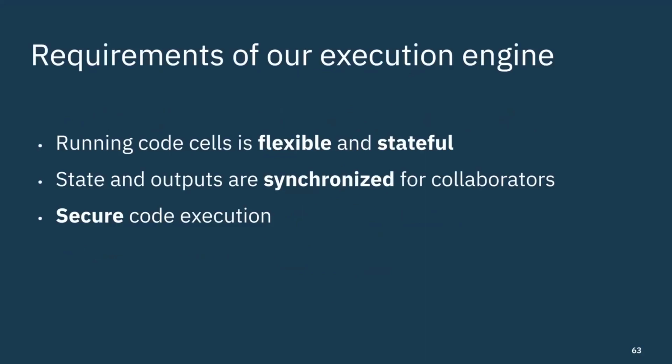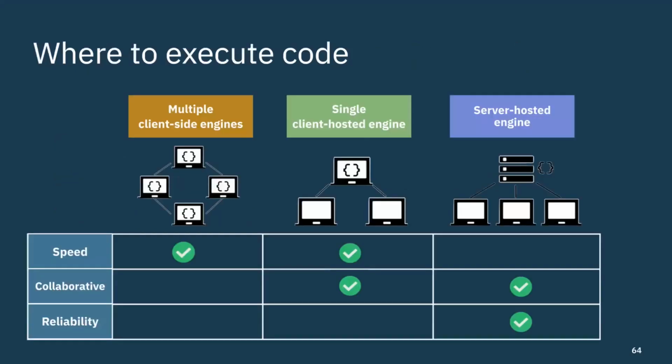Let's begin by reviewing our requirements for code execution. We need code to run with the flexibility of a computational notebook, and execution environments need to be fully collaborative, meaning that collaborators should be working with a shared state and have consistent outputs. Lastly, we need robust security measures for executing untrusted code. We'll start a discussion with where to execute code.